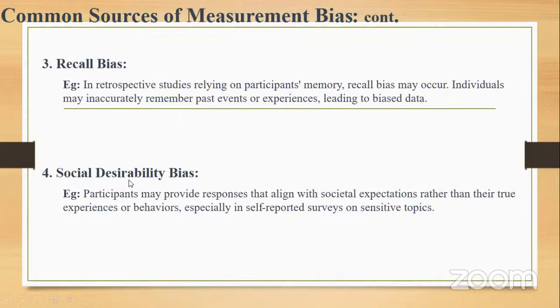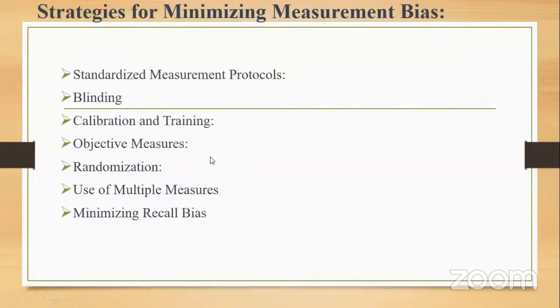And the other aspect is social desirability bias. By this I mean that participants may provide responses that align with social expectation rather than their true experiences or behavior. We especially encounter this type when we are doing surveys, and especially on sensitive topics like smoking habits, eating habits, and so on.